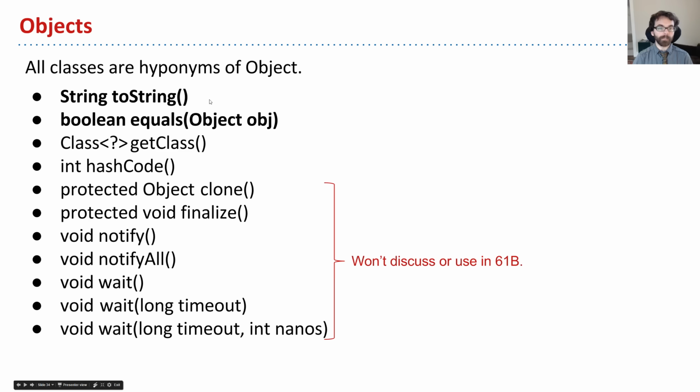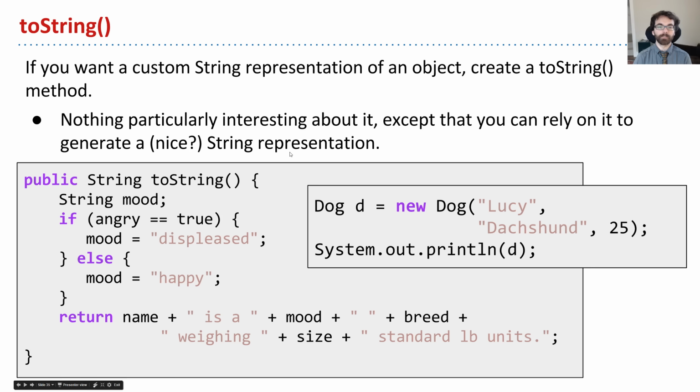So what are the object methods that every object is guaranteed to have? toString, equals, getClass, hashcode, clone, finalize, notify, notify all, wait. We're not going to discuss these last ones in any detail in 61B. You can Google them and find out what they're all about. But we will use these top 4 somewhat often, and in fact we'll override the first, second, and fourth methods here. In this lecture I'm only going to talk about the top 2 in detail, and we'll talk about hashcode in a later lecture when we talk about hash tables.